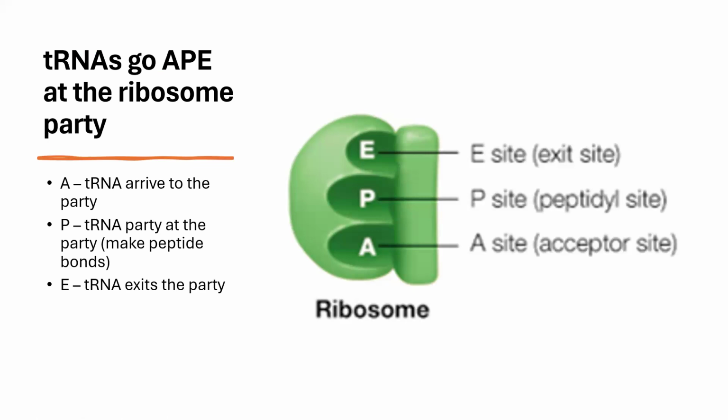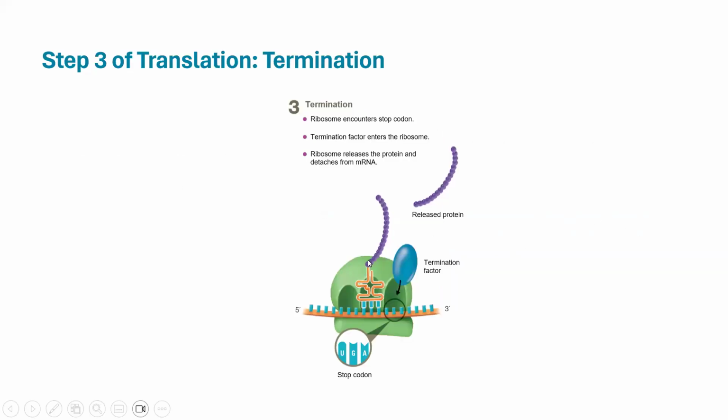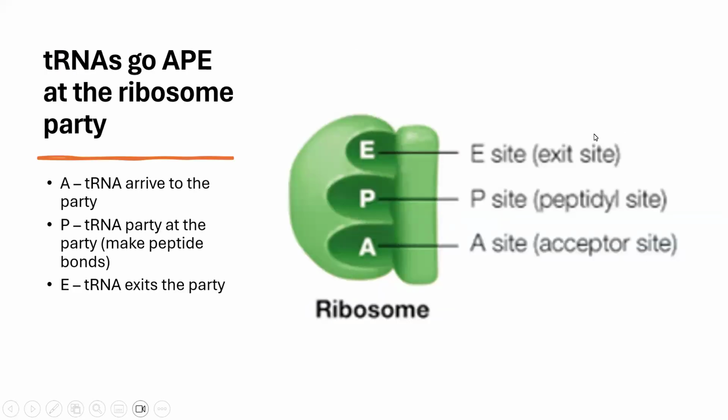And so to review, if you want to go to the ribosome party or the protein party, you arrive at the A site. Okay, you arrive to the party at the A site, you party at the P site, you exit the party in the E site. So what that means is that you bring in your tRNA here. When you get to the P site, you're going to hold on to the entire protein, right? So it's going to be added to your end. So this is what this picture here is showing. And then when you get to the E site, it's time for you to leave. You've transferred the party to a new tRNA.